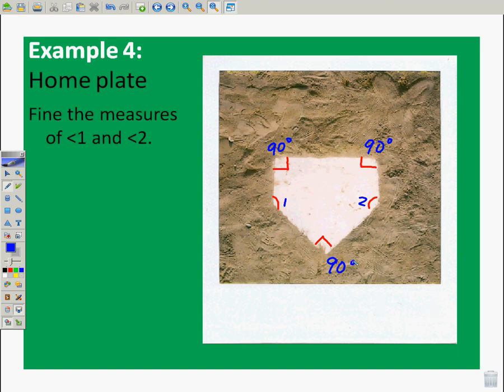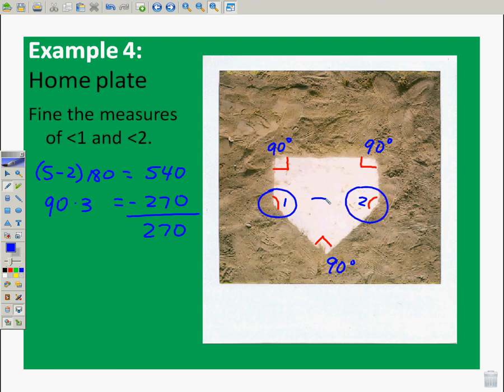What we need to figure out is how many degrees there should be total. Well, if we do the number of sides, 5 minus 2 times 180, we get that there should be 540 degrees total. We've already got 90, 90, 90, so 90 times 3 is equal to 270. We subtract that, and what's left over is 270 degrees. Since these are marked, they are congruent. So we divide 270 by 2 to get 135 degrees.